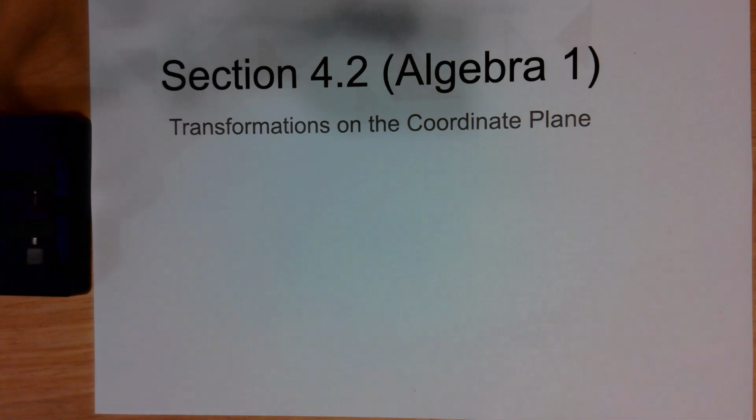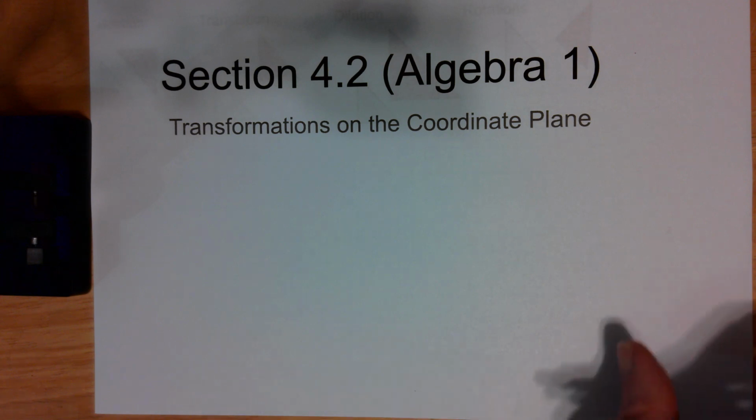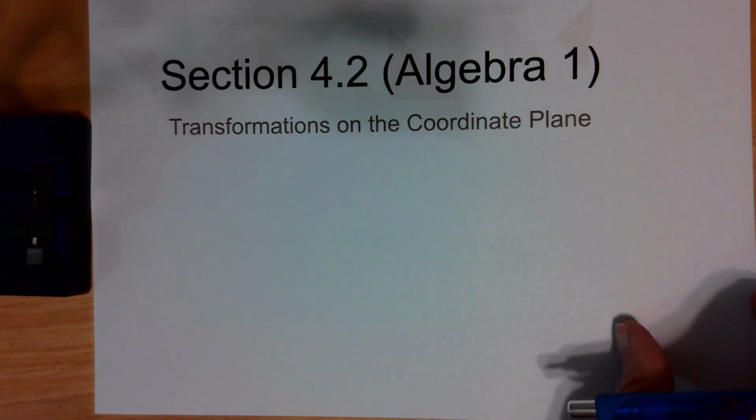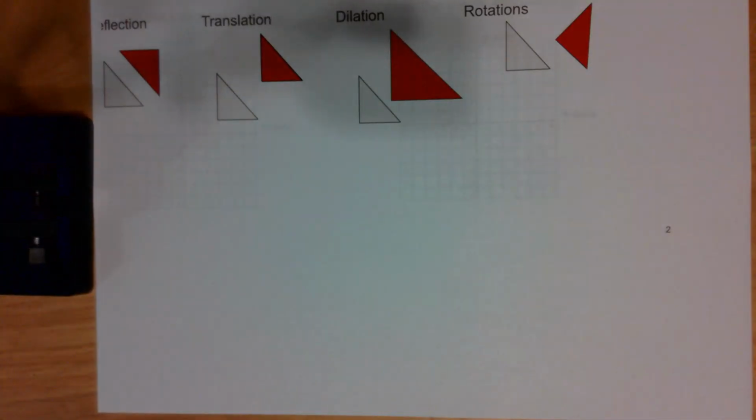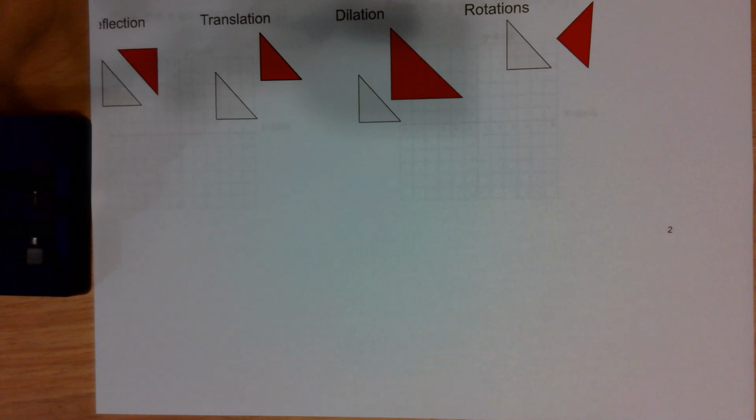Alright, section 4.2 has to do with transformations on a coordinate plane. If you think of transformations as like the old-fashioned Transformers that change from figures to cars, transformations are like changes that take place. So, changes on a coordinate plane. There are four different types of transformations that we're going to talk about.